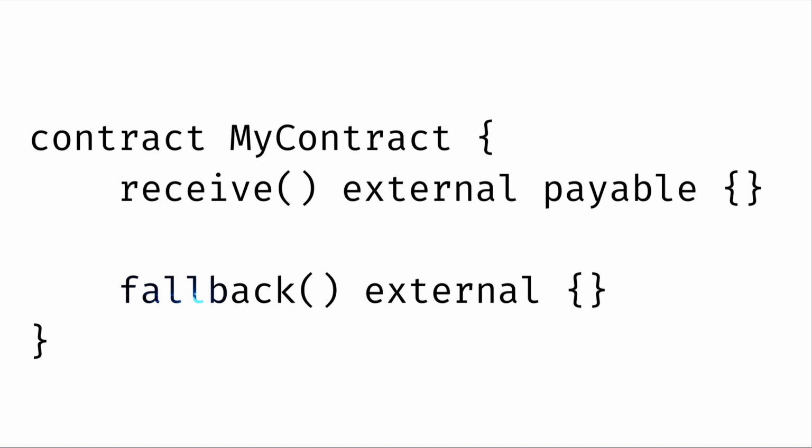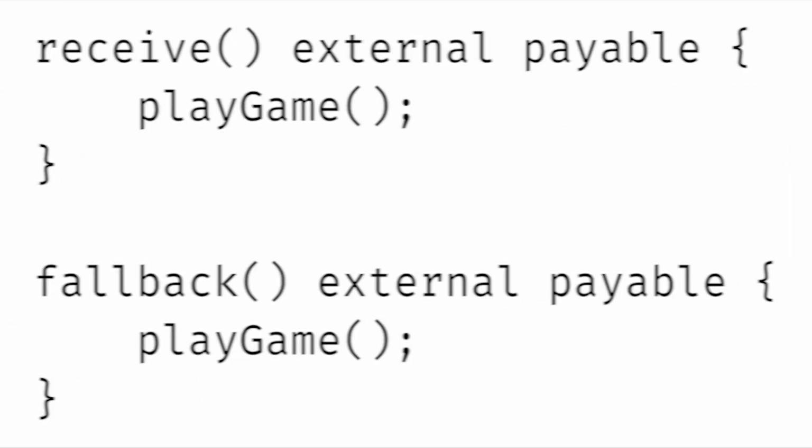And then you also have a fallback function, which could be payable but doesn't have to be. This is a function that is executed whenever someone sends anything to the contract that doesn't match any existing functionality. So that usually means sending data which has a function selector that the contract doesn't know. This is a more advanced use case though, which is, for example, needed for upgradable proxy contracts.